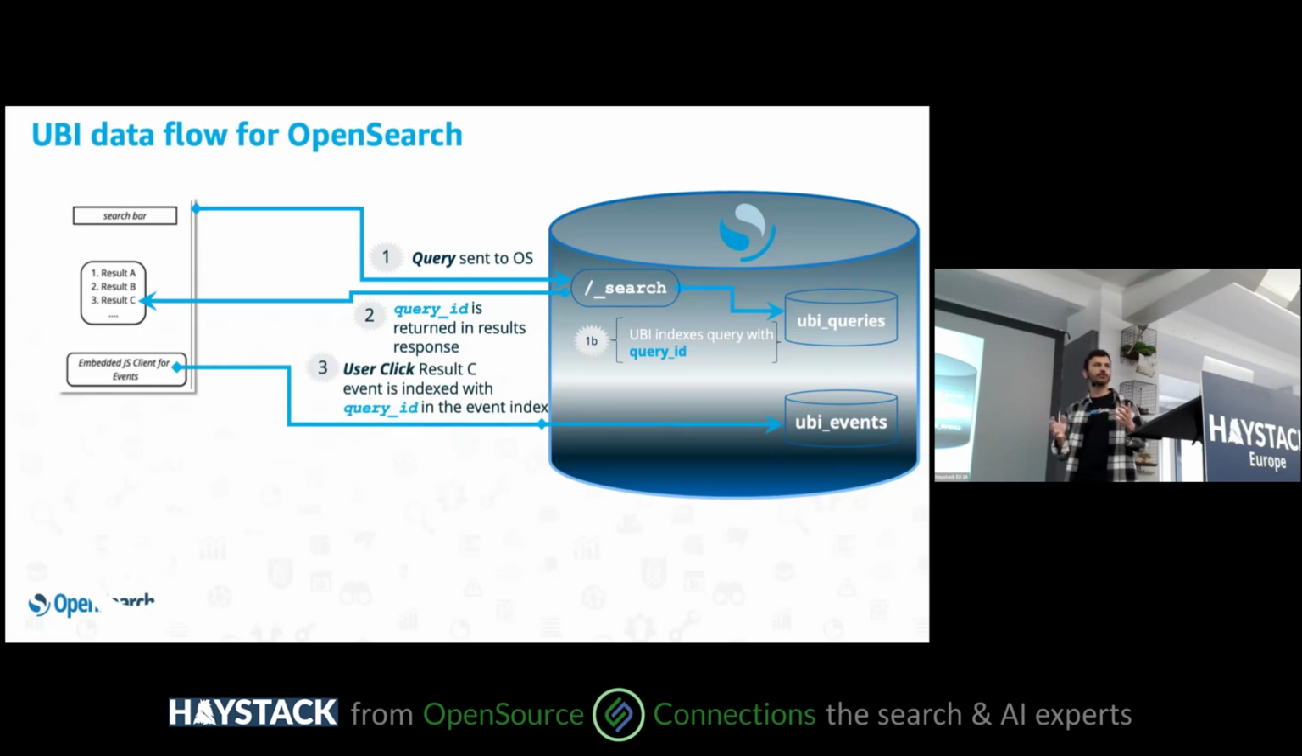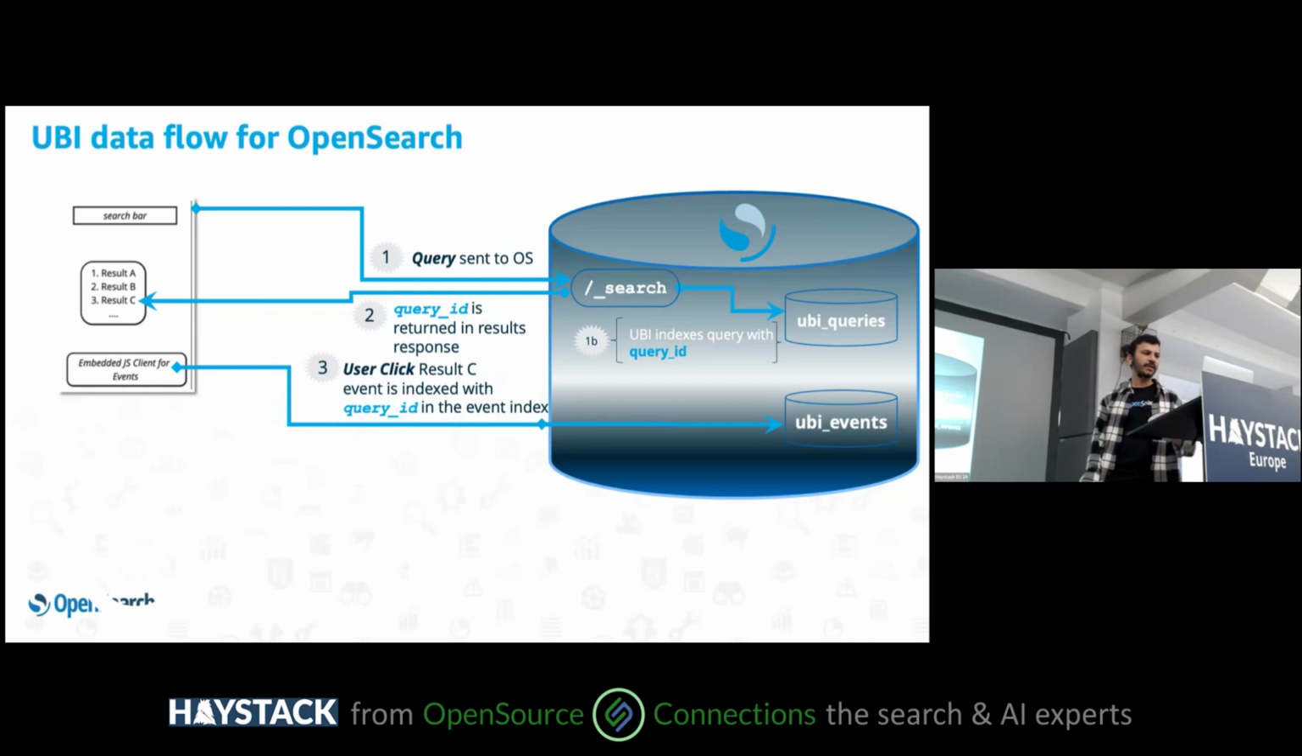The user is performing some action, they are clicking on certain results, they are interacting with your search results. Let's say they click on one of the results. So this is where you log this data onto the UBI events index using the client-side instrumentation. Unlike the UBI queries, where you send the request as it is, and the plugin takes care of logging the search request into the UBI queries index, for the events, you have to use the client-side instrumentation, the JavaScript that I would show you, to directly pass the information to the UBI events index.